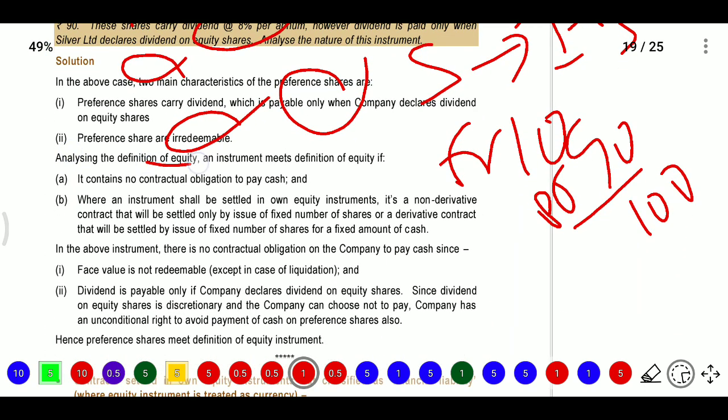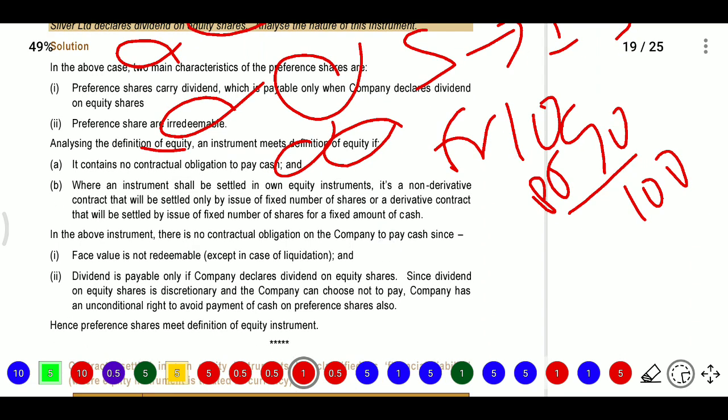Now analyzing the equity definition. In the equity definition, we have equity only if it contains no contractual obligation to pay cash. So we do not have any obligation as of now. And when an instrument shall be settled in own equity instruments, as a non-derivative contract, it will be settled only by issuing a fixed number of shares, or derivative contracts that will be settled by issue of a fixed number of shares for a fixed amount of cash.